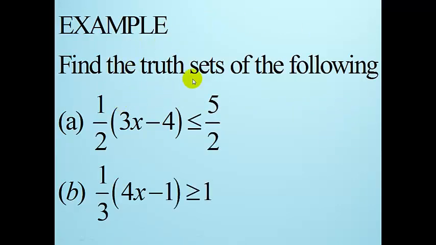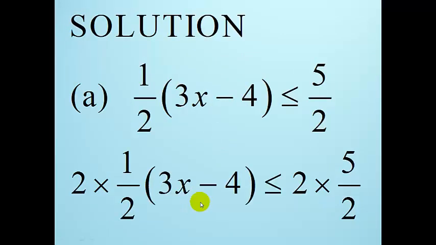Now, example: find the true set of the following. A, 1 over 2 into bracket 3x minus 4, less than or equal to 5 over 2. B, 1 over 3 into bracket 4x minus 1, greater than or equal to 1. Now, let's look at the solution.